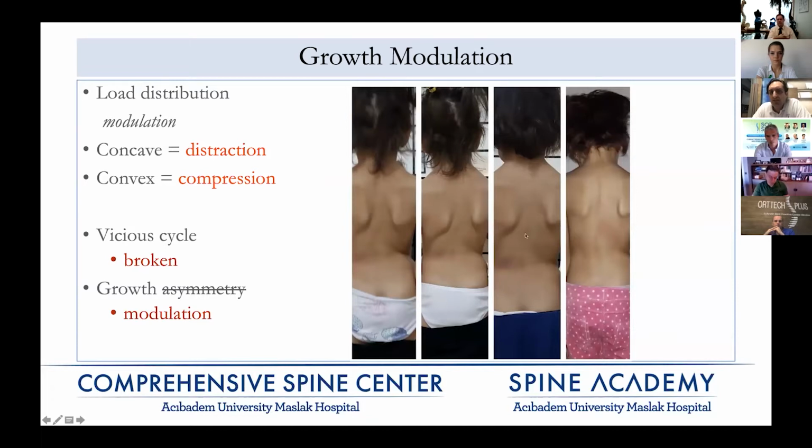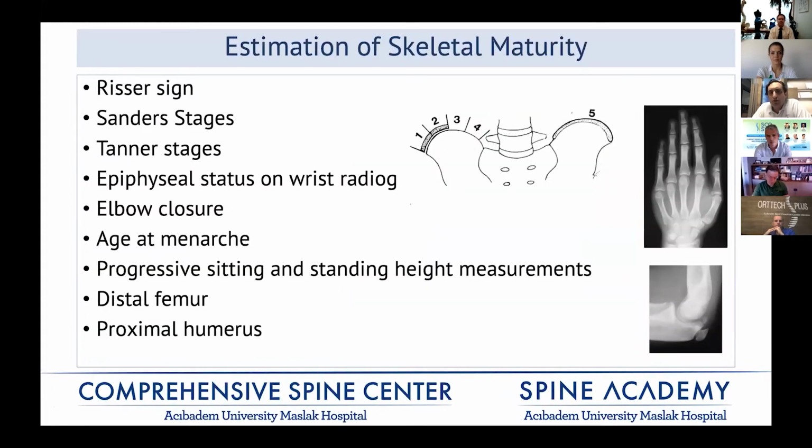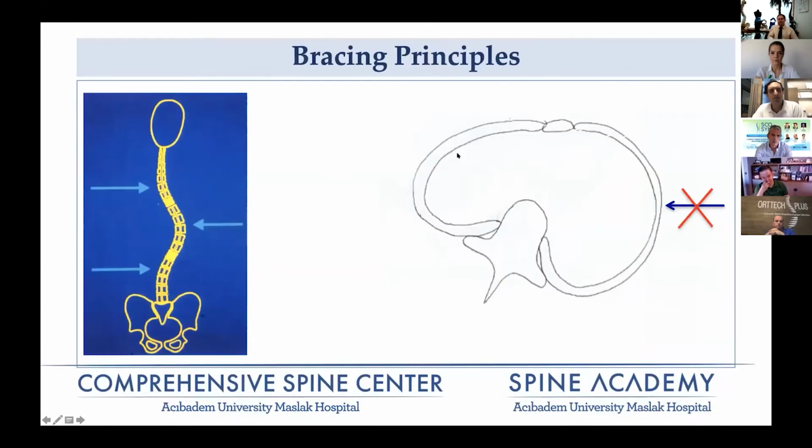And in the clinic, we can see the change in the growth of the soft tissues and bony tissues as well. In order to do that, we also have to estimate the skeletal maturity. We have to understand how much growth the patient has. There are several things that we can use to do that. We generally use the elbow or the hips to estimate that.